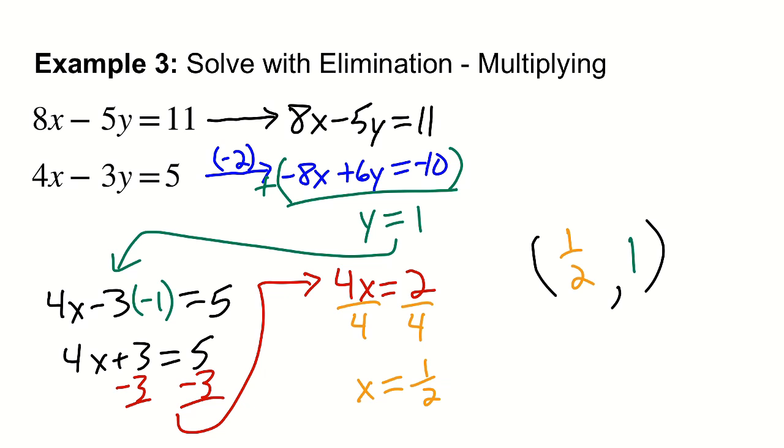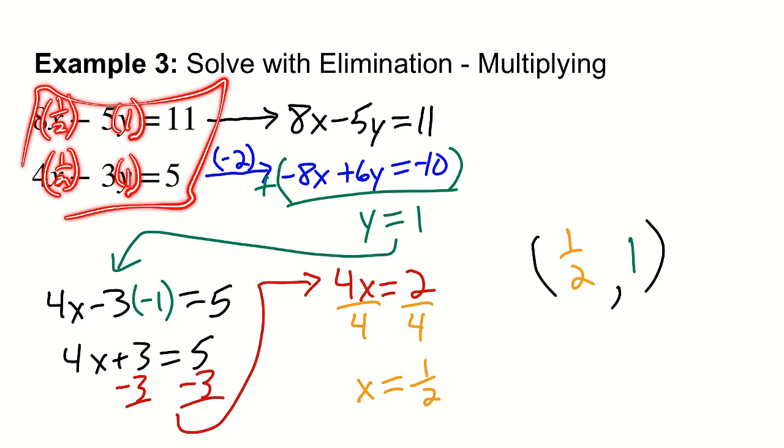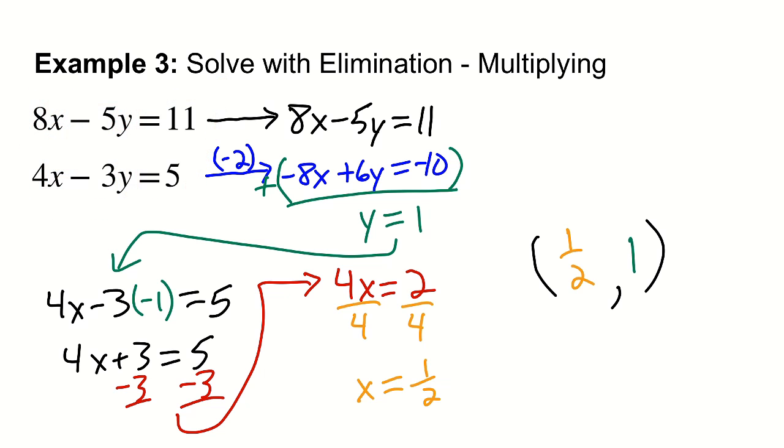So when I plug the point 1/2, 1 in for each equation, both equations should turn out to be true. Are there any questions? So that is multiplying to do an elimination. So we can add, we can subtract, and we can multiply. Sometimes we do kind of need to multiply both equations, but we're not going to focus on that today.